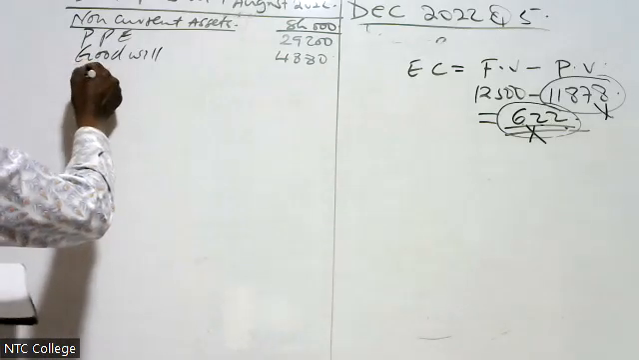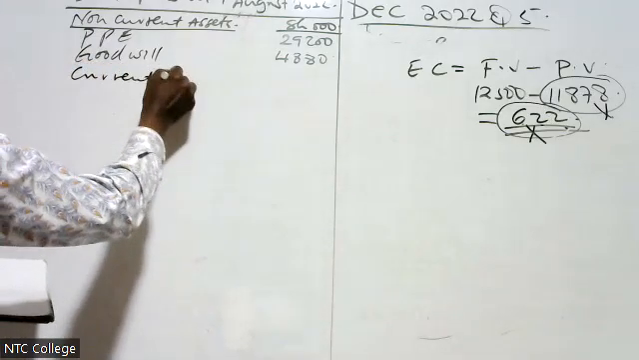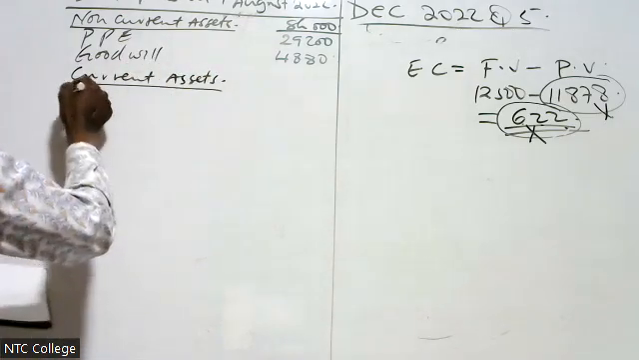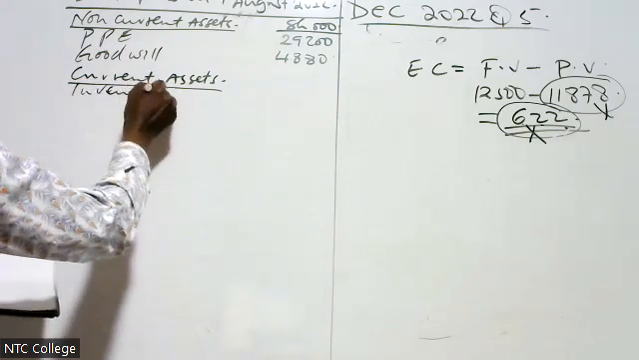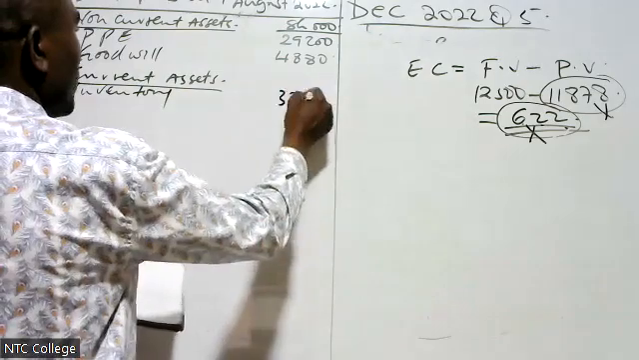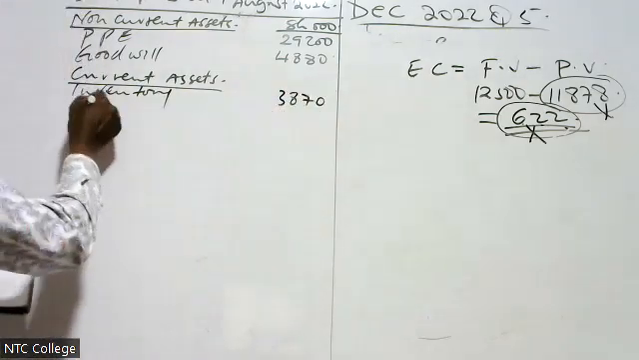Then I go to current assets. Inventory, you just take that 870. Receivable.